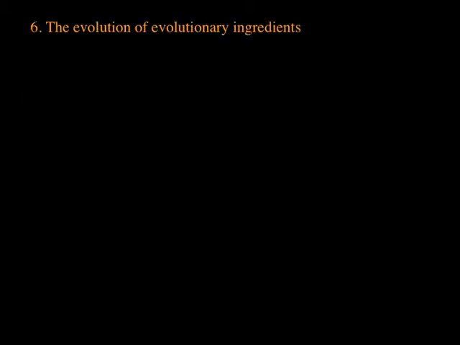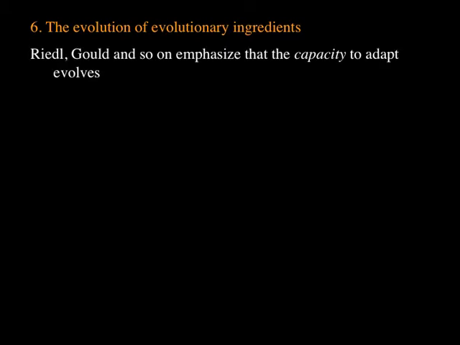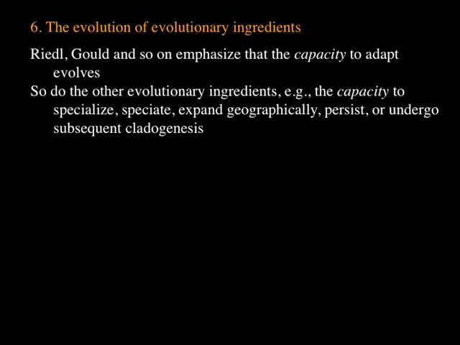So I would then extend that statement to all the other evolutionary ingredients. So this says the evolution of evolutionary ingredients. Riedl and Gould and all those guys, they emphasize the capacity to adapt evolves. I would say, so do other evolutionary ingredients, like the capacity to specialize evolves.